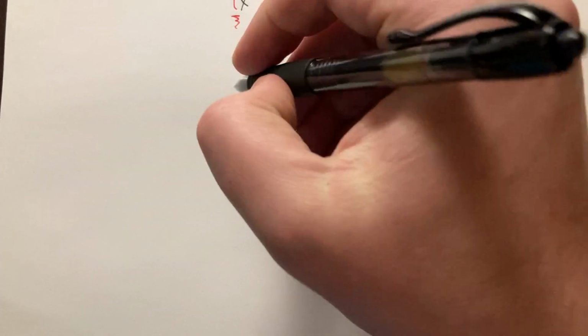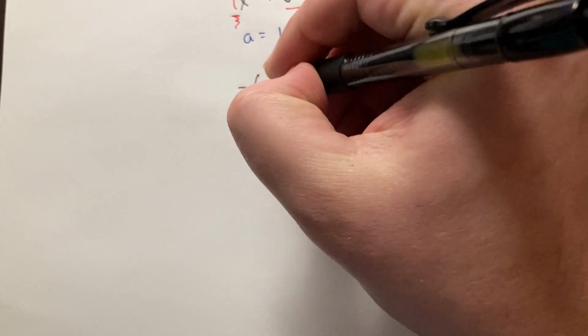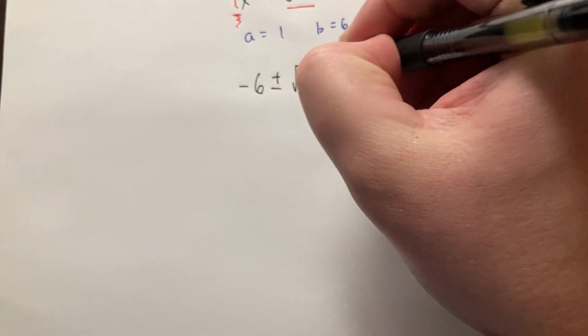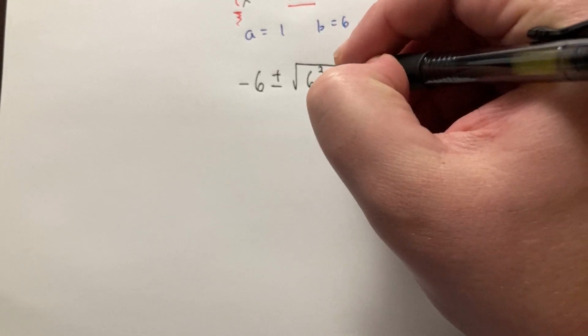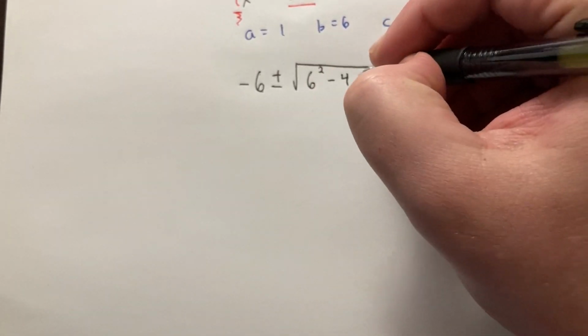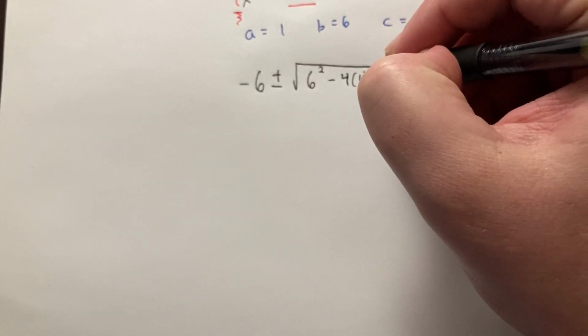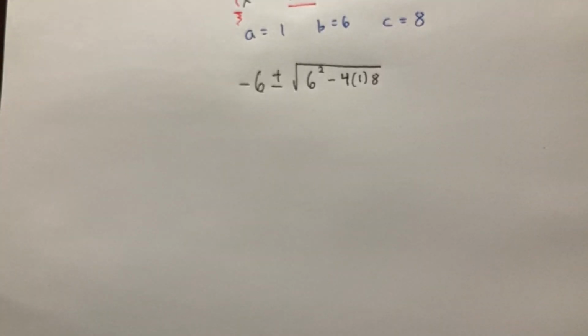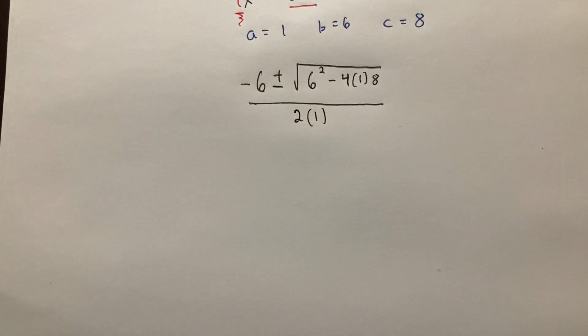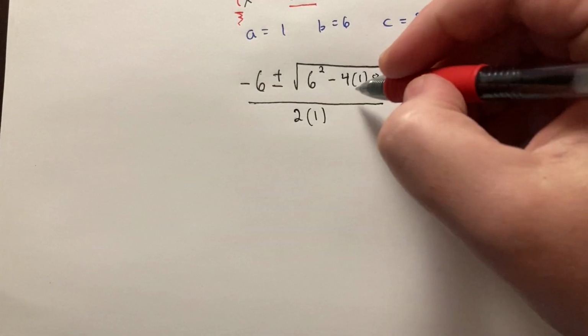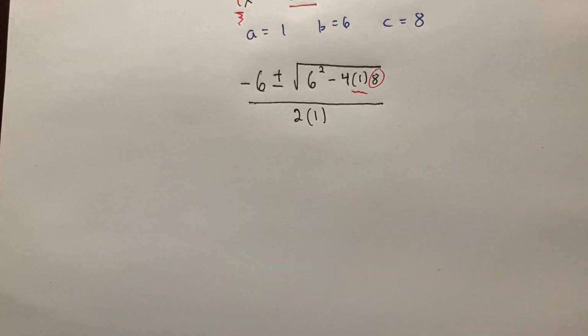All right, -b plus or minus the square root of b squared minus 4 times a times c, which is 8. Now, just all over 2 times a. Now, this is just my style. I like to put the 1 in parentheses, but whatever thing is here, I put on the outside of those parentheses.